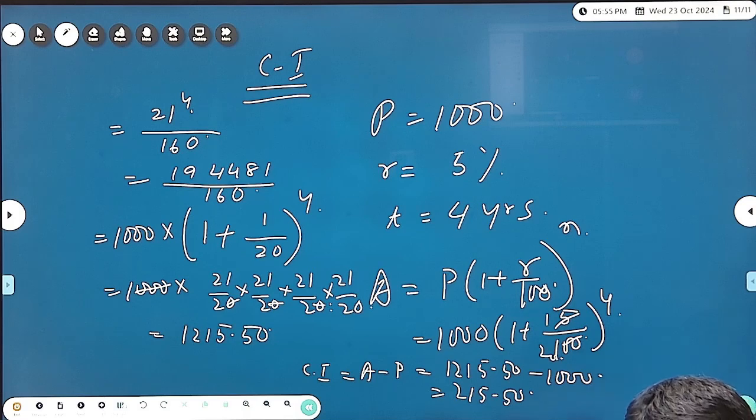Next, do this one. Illustration 29. In what time will a sum of money double itself at 5% per annum compound interest? In what time a sum of money double itself? So what is the principal? Principal is P, and the amount becomes double, so the amount is twice P. R is given, n we do not know.